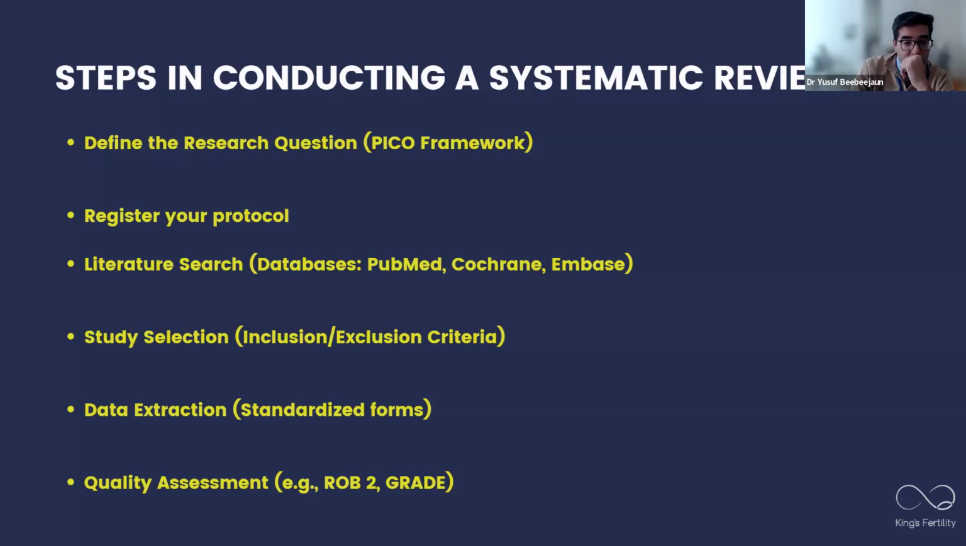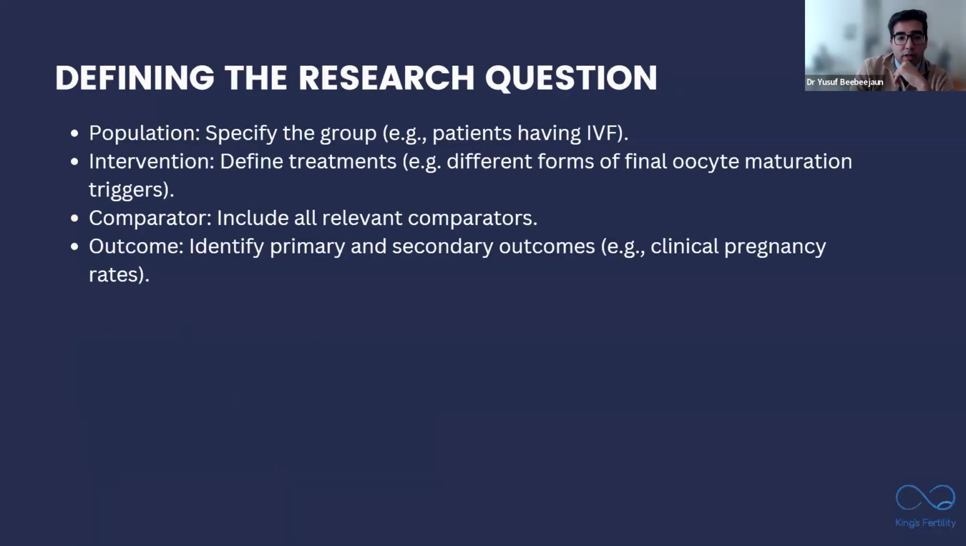You need to conduct a literature search, and for us to do that, it depends on what you're actually analyzing. You'll search standardized databases like PubMed, Cochrane. You've also got the WHO clinical trial database as well. And then you need to define your inclusion and exclusion criteria, and then you will proceed to how to extract your data and how to do your quality assessment as well.